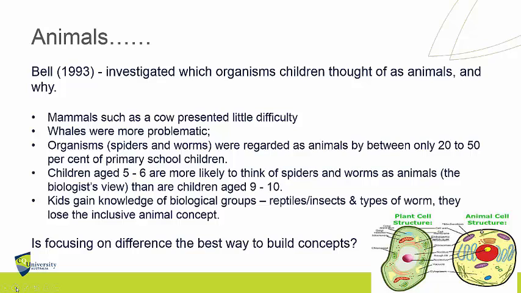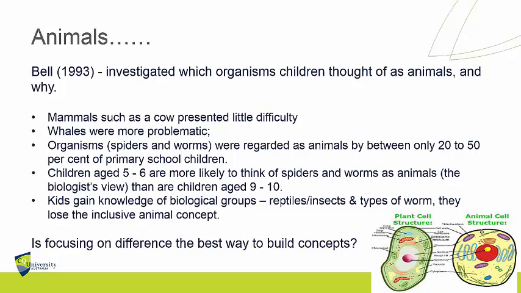Animals. Some of you will know about Bell's famous experiments. She investigated which organisms children thought of as animals and why they thought so. So again, looking at that similarity. And down here in the bottom right-hand corner, we can see the plant structure and animal cell structure. We know they're different. They look physically different, and they contain at least 3 different properties. If you're not sure what they are, then jump on Google and find out, because you may be asked that question. So Bell investigated which organisms children thought of as animals and came up with the following. Mammals, such as cows, present little difficulty. Whales are a little bit problematic. At different age groups, some students actually don't think of fish as animals.